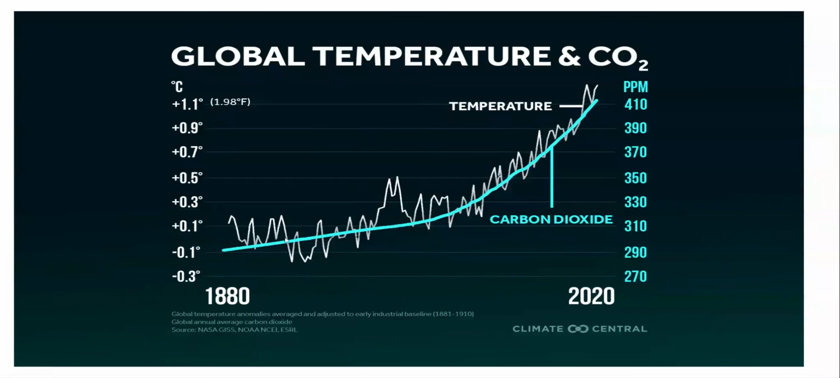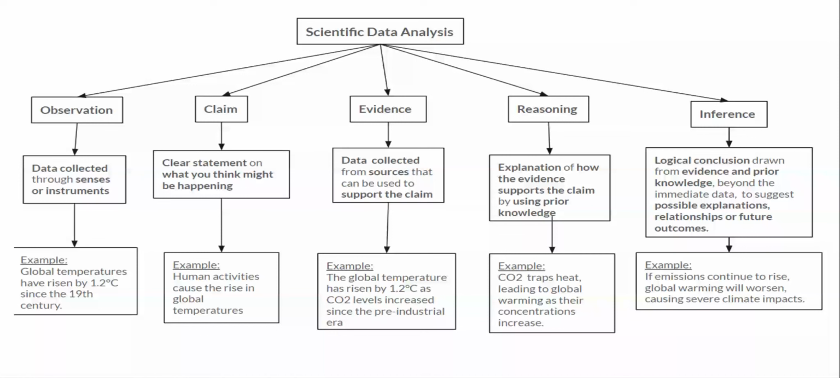You can see that as temperature is rising since 1880 towards 2020, carbon dioxide levels have also been rising. So they may be correlated. They may have a relationship with each other. So, evidence could be the global temperatures have risen by 1.2 degrees Celsius as CO2 levels increased since the pre-industrial era. You could also just say, based on the graph, as global temperatures have increased, CO2 levels have also increased.